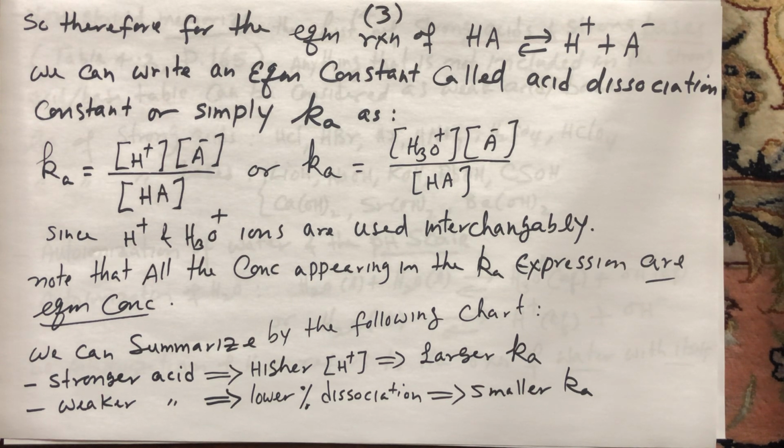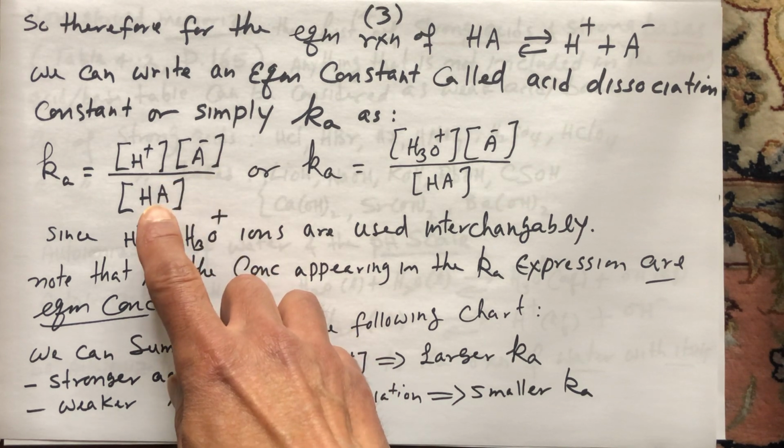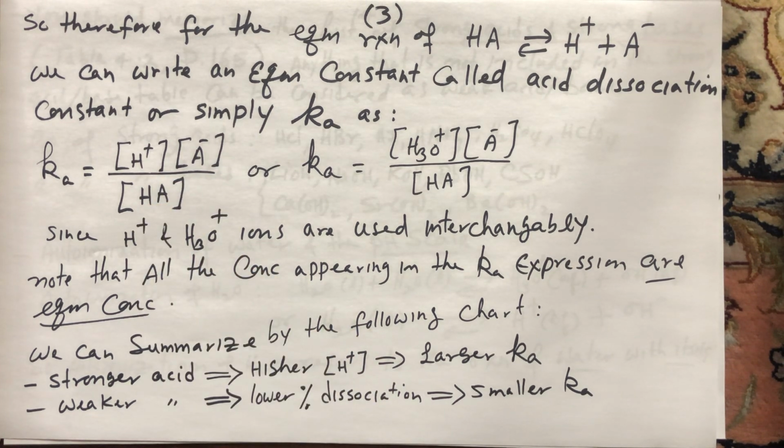So HA going to H plus and A minus. Now its equilibrium can be written as Ka equal to H plus A minus divided by HA. Now remember, H plus, A minus, HA, all these concentrations refer to the equilibrium concentrations of these components.